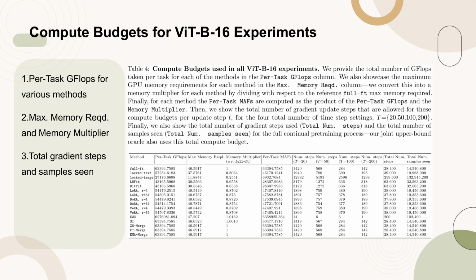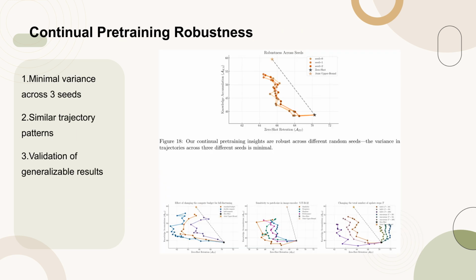It also includes the total number of gradient update steps allowed for different time step settings and the total number of gradient steps and samples seen during the continual pre-training process. Figure 18 demonstrates the robustness of our continual pre-training insights across different random seeds. The figure showcases that the trajectories of the pre-training process across 3 different seeds result in very similar patterns, indicating minimal variance. This consistency validates that our main results are generalizable and not dependent on a specific seed, reinforcing the reliability of our findings in the context of continual learning.